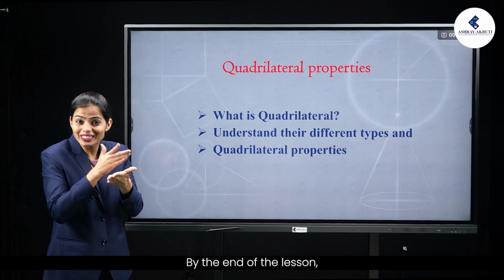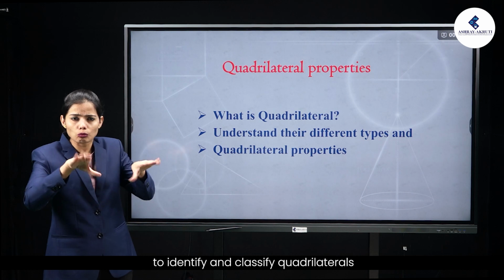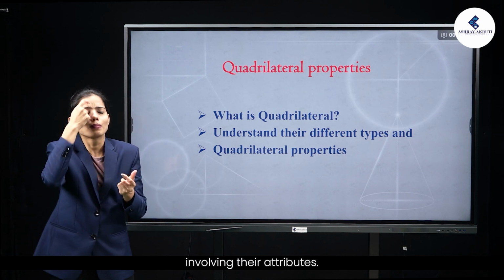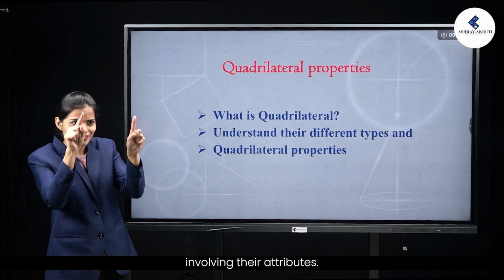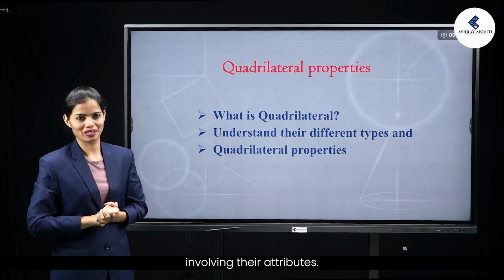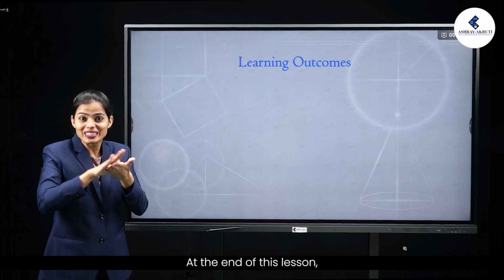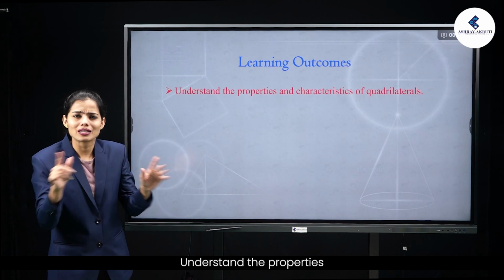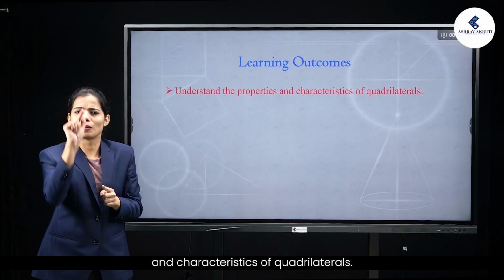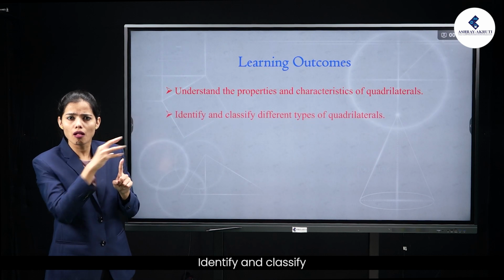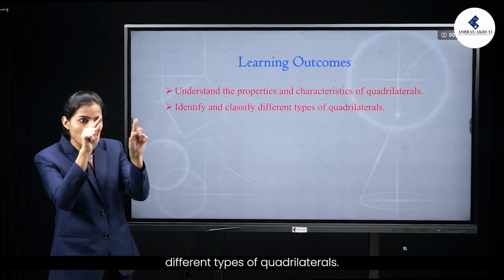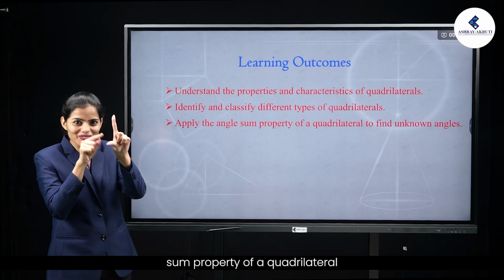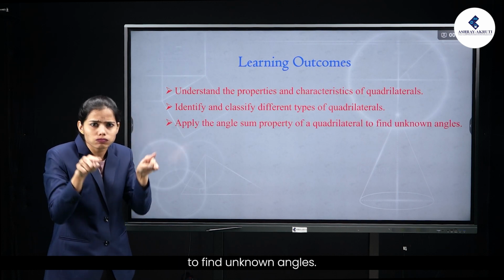By the end of the lesson, you will be able to identify and classify quadrilaterals based on their properties and solve problems involving their attributes. Learning outcomes. At the end of this lesson, you will be able to understand the properties and characteristics of quadrilaterals. Identify and classify different types of quadrilaterals. Apply the angle sum property of quadrilateral to find unknown angles.